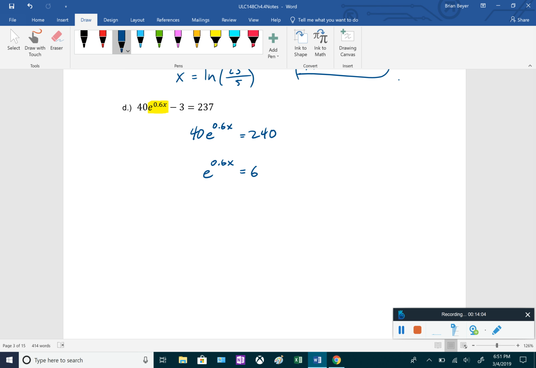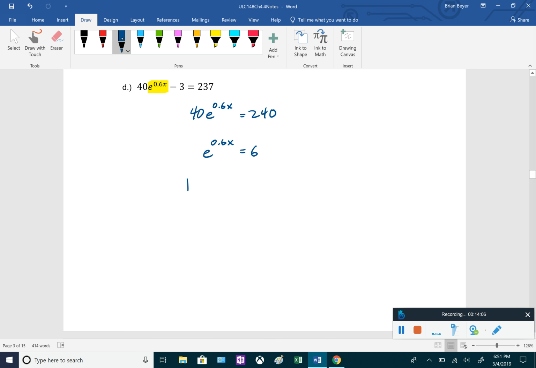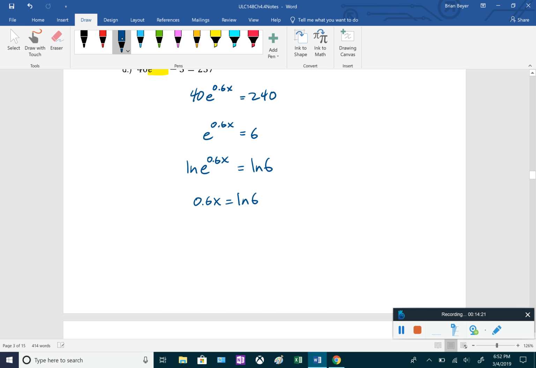Once we have that, same thing that we've been doing, we're going to take the ln of both sides. ln of e to the 0.6x equals the ln of 6. So ln of e raised to something, the ln and the e cancel. We're left with 0.6x equals the ln of 6. We're going to divide both sides by 0.6 and get x equals ln of 6 divided by 0.6. Plugging this in the calculator, it gives us x is about 2.99.